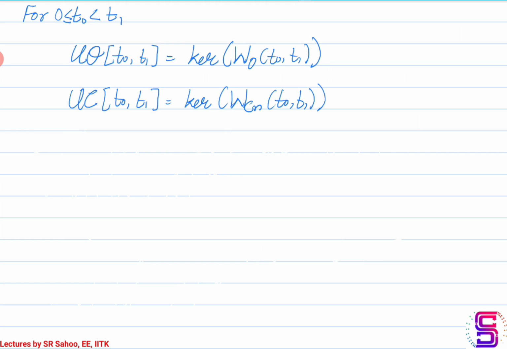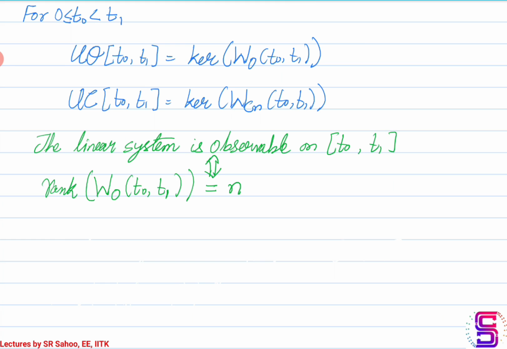The second thing is that the linear system is observable on the time interval t0, t1 if and only if the rank of the observability gramian is equal to the order of the system that we are handling, or the order of the state space representation that we have in hand. This essentially means that the kernel of the observability gramian will only have the zero vector.